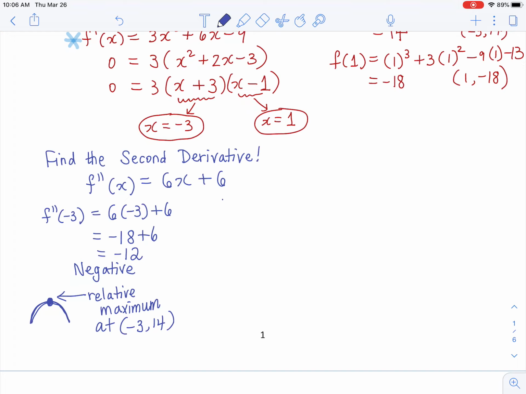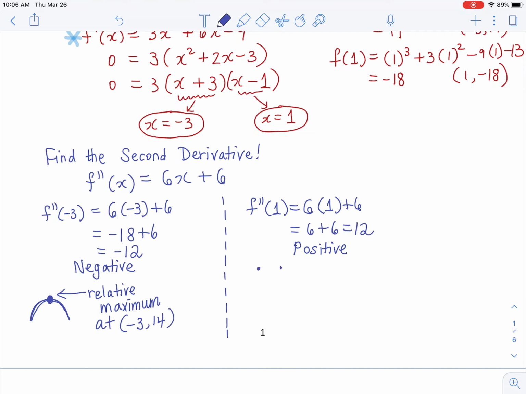Now let's try the other one. Let's plug in the other critical value. What was it? That was positive 1, right? What is f double prime of 1? That's going to be 6 times positive 1 plus 6. You'll get 6 plus 6, so that's 12. And this 12 is positive.